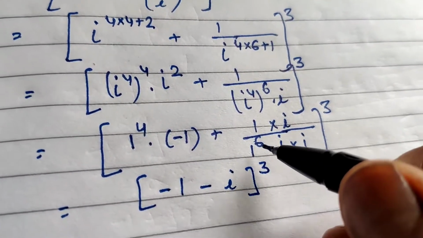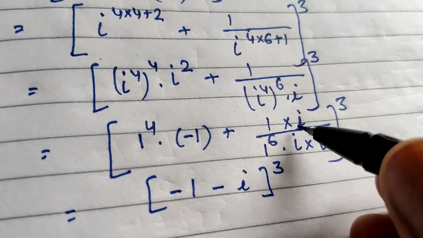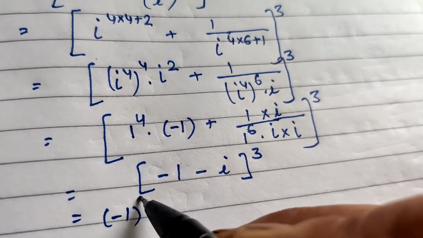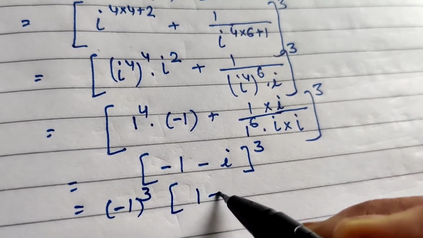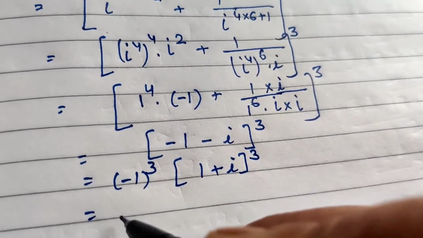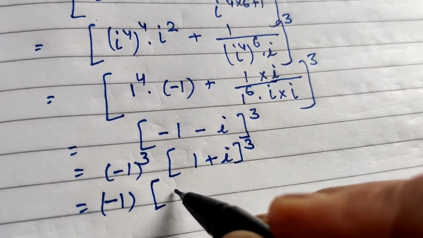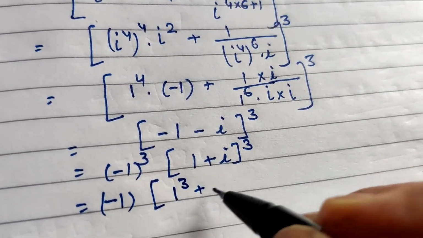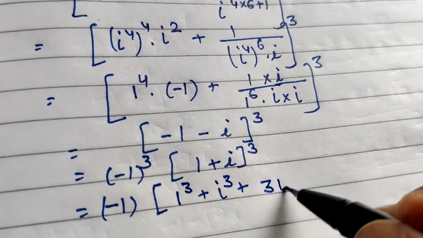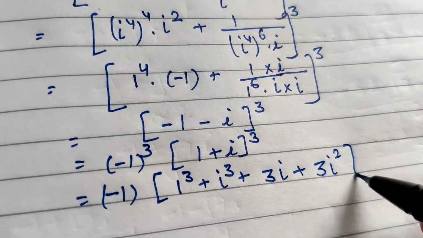देखिए माइनस i कैसे हुआ, ये तो 1 हो गया, i square इक्वल टू माइनस 1 तो माइनस i. अब इसको क्या करेंगे, माइनस 1 whole cube कॉमन निकाल देते हैं. ये क्या हो जाएगा 1 plus i whole cube. माइनस 1 whole cube इज माइनस 1 एंड (a plus b) whole cube. फॉर्मूला ऑफ a cube plus b cube plus 3a square b यानी 3i plus 3ab square, 3i square.